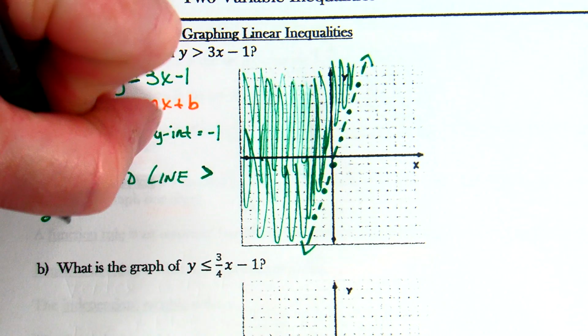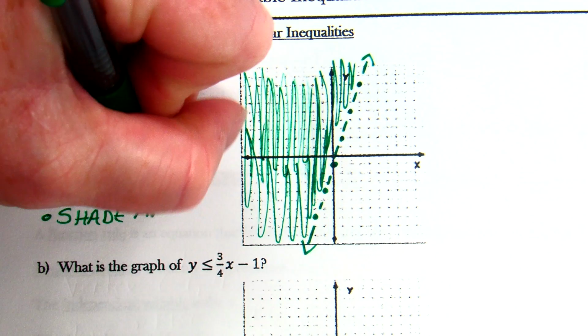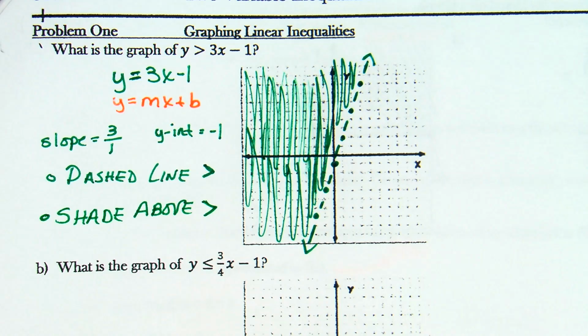So we opted to shade above because it was greater than as opposed to less than. Okay. Questions on that? Is that coming back to you a little bit?